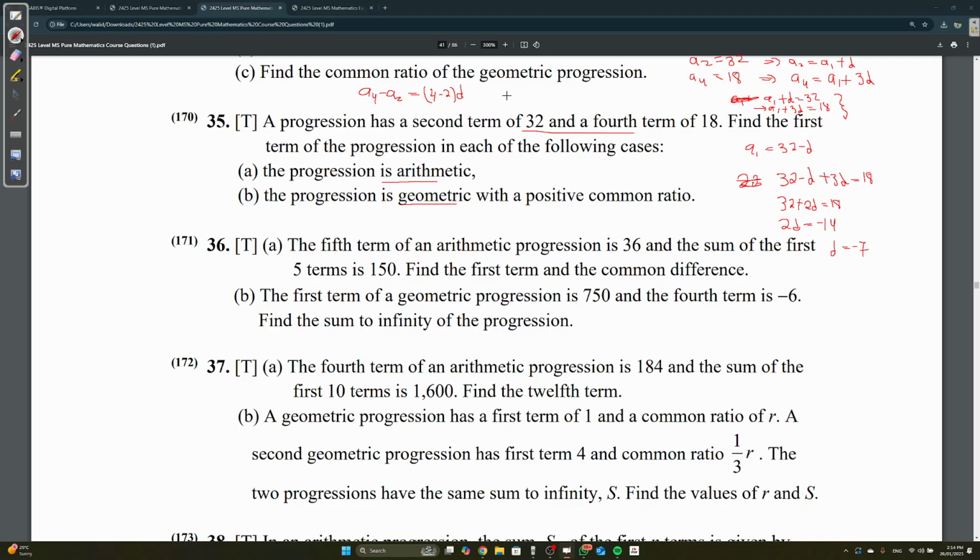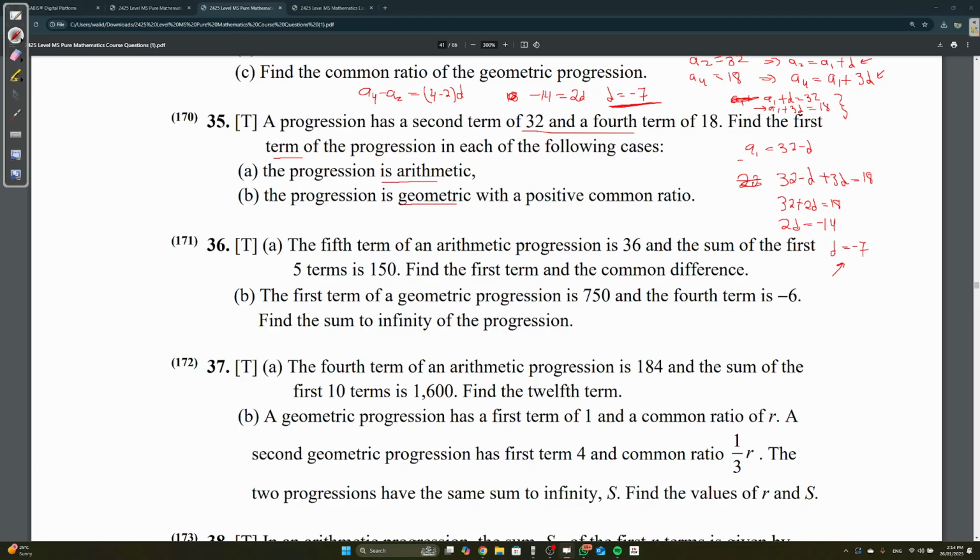You can use this and you can do 18 minus 32, which is negative 14, equals 2d, and you're going to get d is equal to negative 7. And then you can just substitute d is equal to negative 7 into this or into this to find a4, a2. Anyway, they're asking us to find the first term. We're not done. We found d, but they're asking us to find a1.